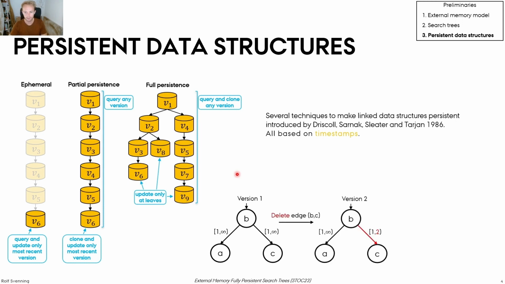And the trick is now that when you perform a deletion, you don't delete the edge of your data structure. That would be a destructive update. So instead, to delete the edge, you simply put an end timestamp indicating that this edge should only be considered from version 1 to but excluding version 2.